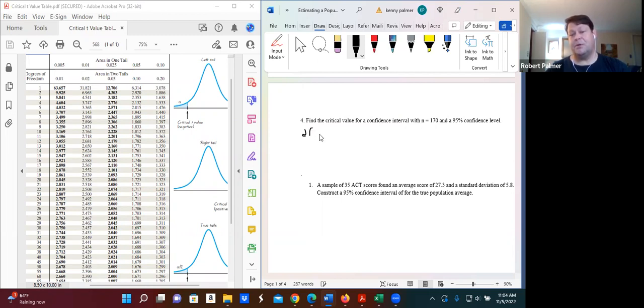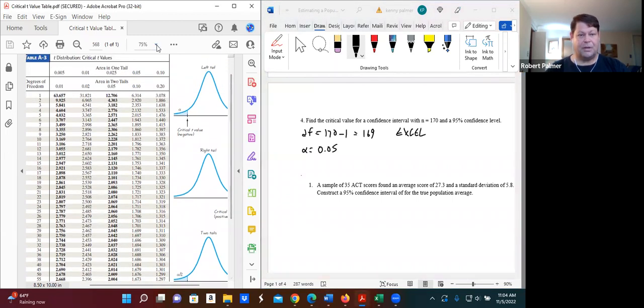So our degrees of freedom is our sample size, which is 170 minus 1, and that's going to be 169. And then 95% confidence level means we have an alpha of 0.05. Now, we'll just use Excel this time because, as we'll see, that number is not actually on the table. Now, there's a way you can take care of it when it's not on the table. We'll explain that.